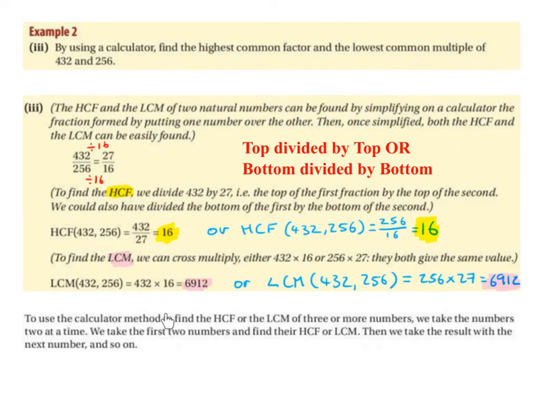To use the calculator method to find the HCF or the LCM of 3 or more numbers, we take the numbers 2 at a time. We take the first two numbers and find the HCF or the LCM, and then we take the result with the next number and so on.